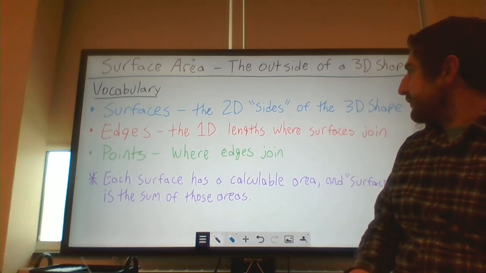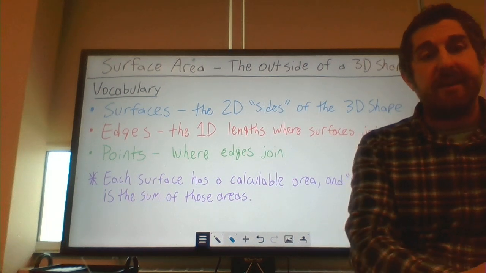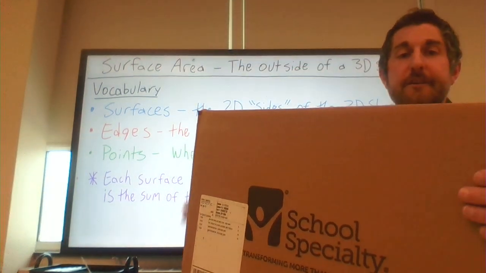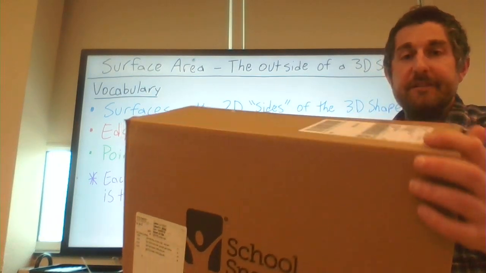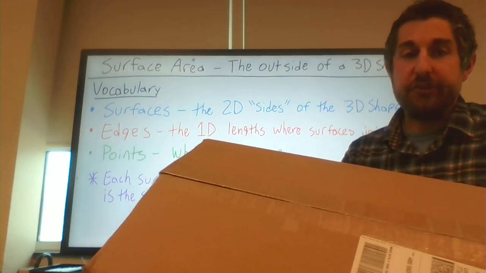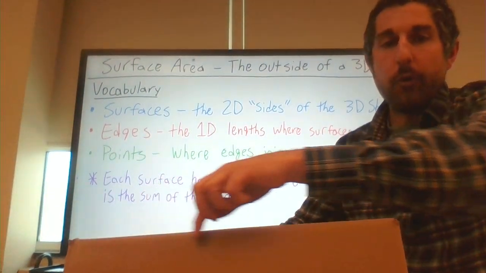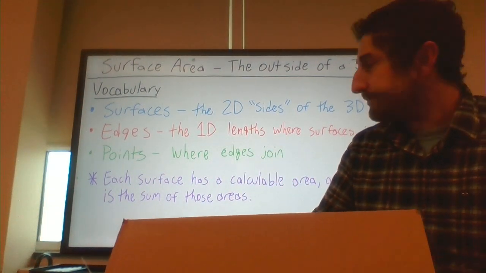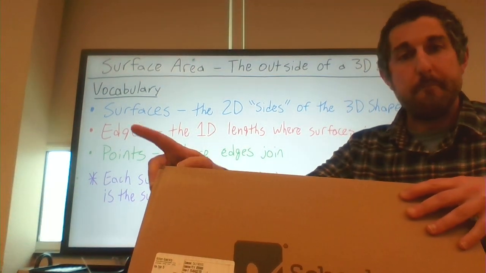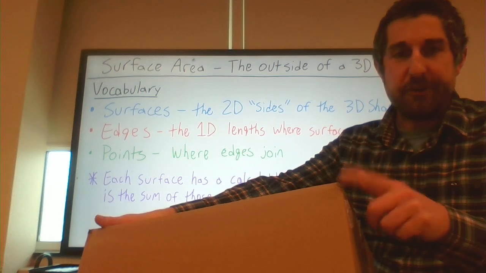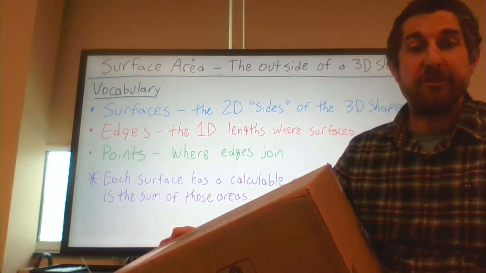So let's start out with some vocabulary that we'll be using. For starters, a surface can be considered the side of a 3D shape. So in the case of our box, the surface is that. We also have the edges of the shape, which connect the surfaces to each other. So they're like the folds in the box. Then we have points, where edges join. And of course, points are pointy. So you can put your finger on the point of a box, and it's a little bit pointy. And that's where edges meet.